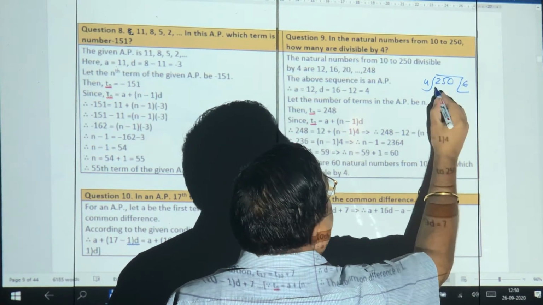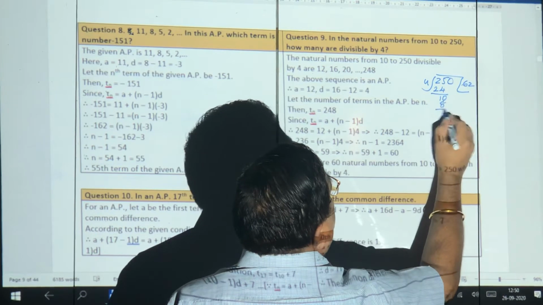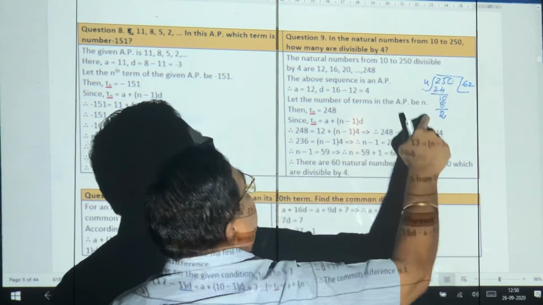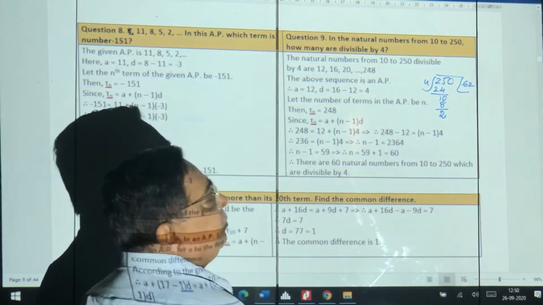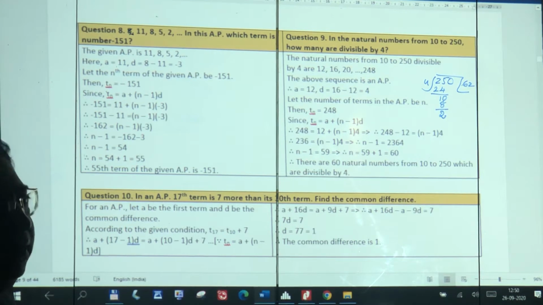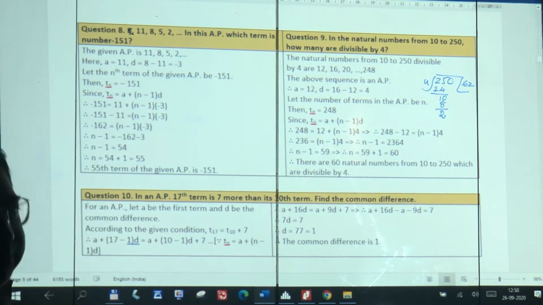Start. 4 6s are 24. 4 2s are 8, and 2 is the balance. Go back 2. From 250 minus 2, you will get 248. So start using your brains if you have some left, because you are not studying and you are not concentrating. They will not spoon feed you. That's why they will give you 3 marks. They will ask you to use your brains.